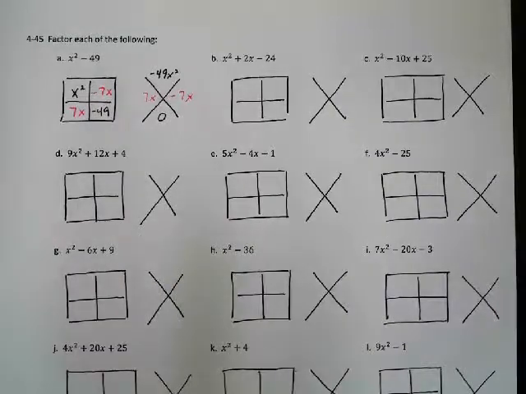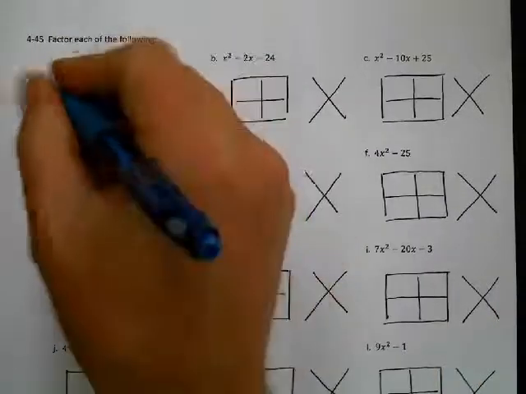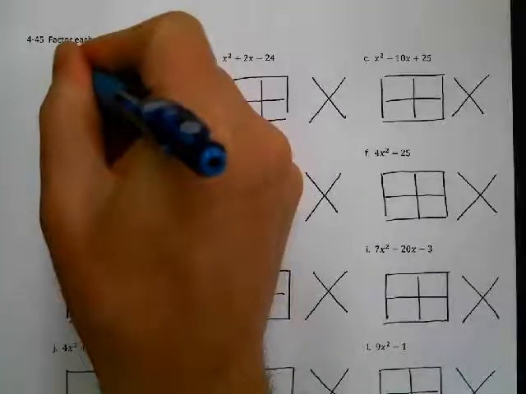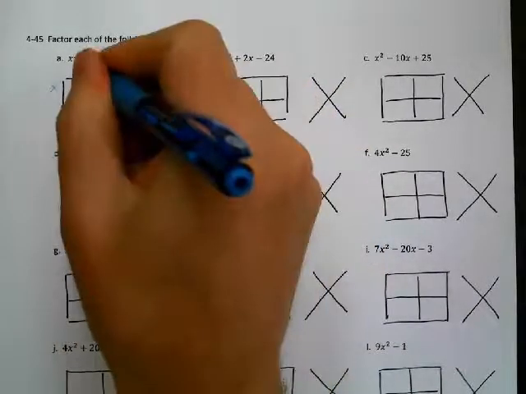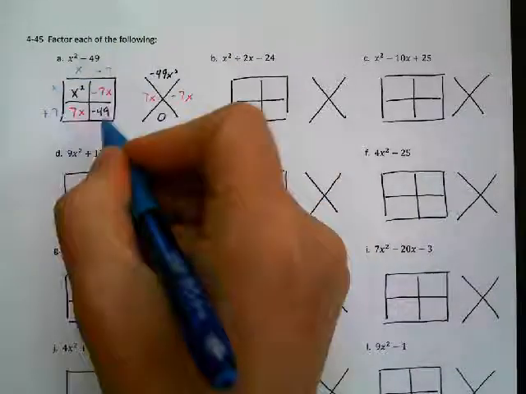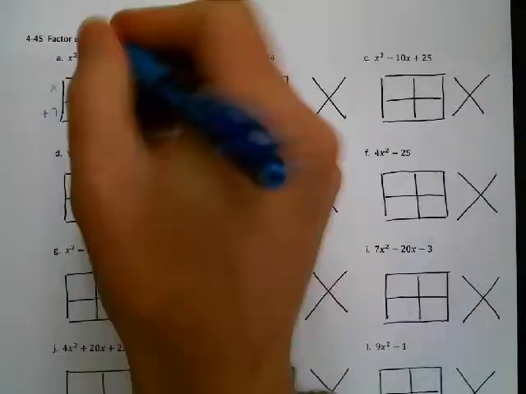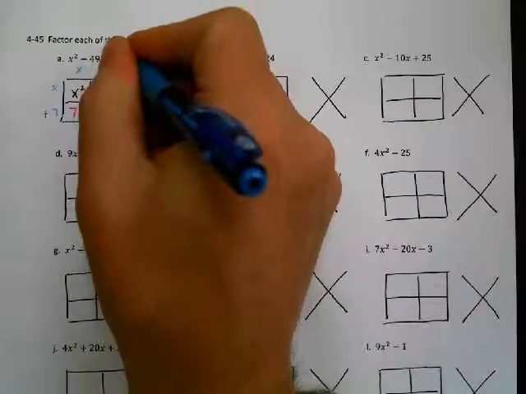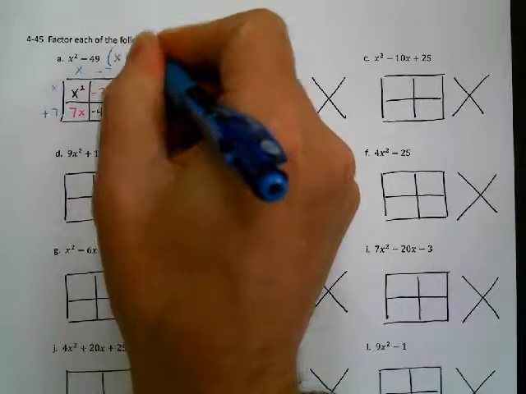All right, so finishing it up, this should be x and x. This is going to be negative 7. This will be positive 7. Does it multiply to give me negative 49? Yes, everything's working. So this is x plus 7 times x minus 7.